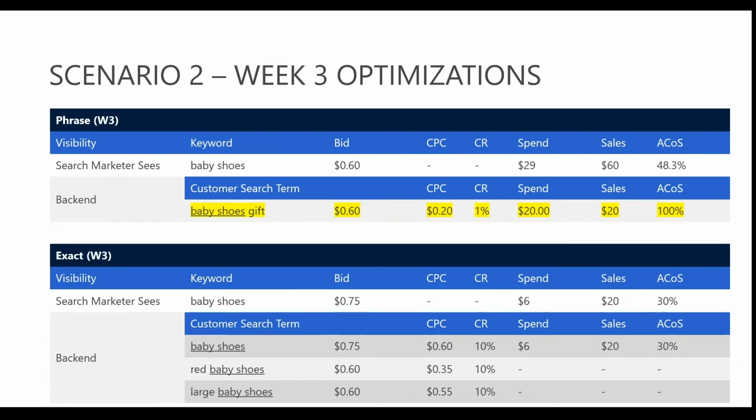So this is what it looks like. And apologies, these should just be the keyword right here. At the end of week 3, this is what the search marketer sees: baby shoes. On the back end, they're continuing to bid on baby shoes gifts. And then the exact keywords have actually increased. So we now have red baby shoes and large baby shoes.